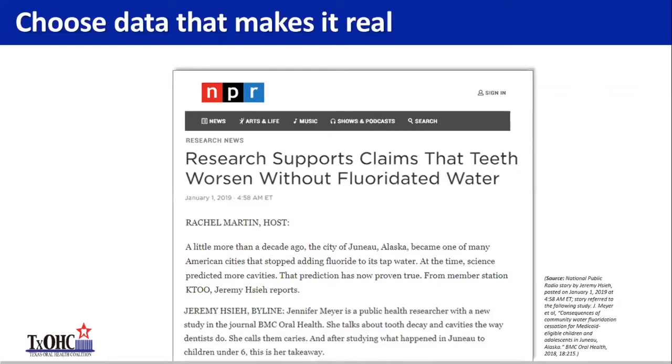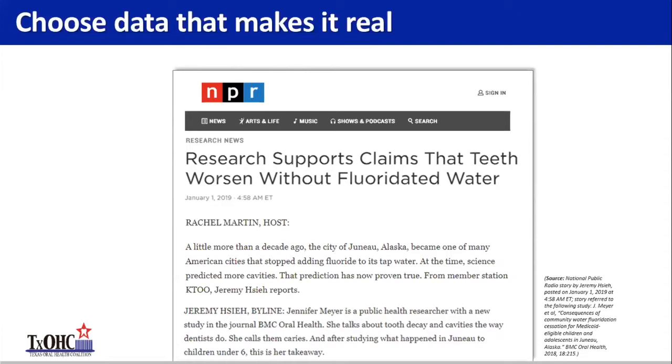It's also important to choose data that makes it real for people. There are a lot of statistics you could use to summarize the study that was released in late 2018, looking at the impact of ceasing water fluoridation in the capital city of Alaska. You could have said that dental treatment costs rose 47%.